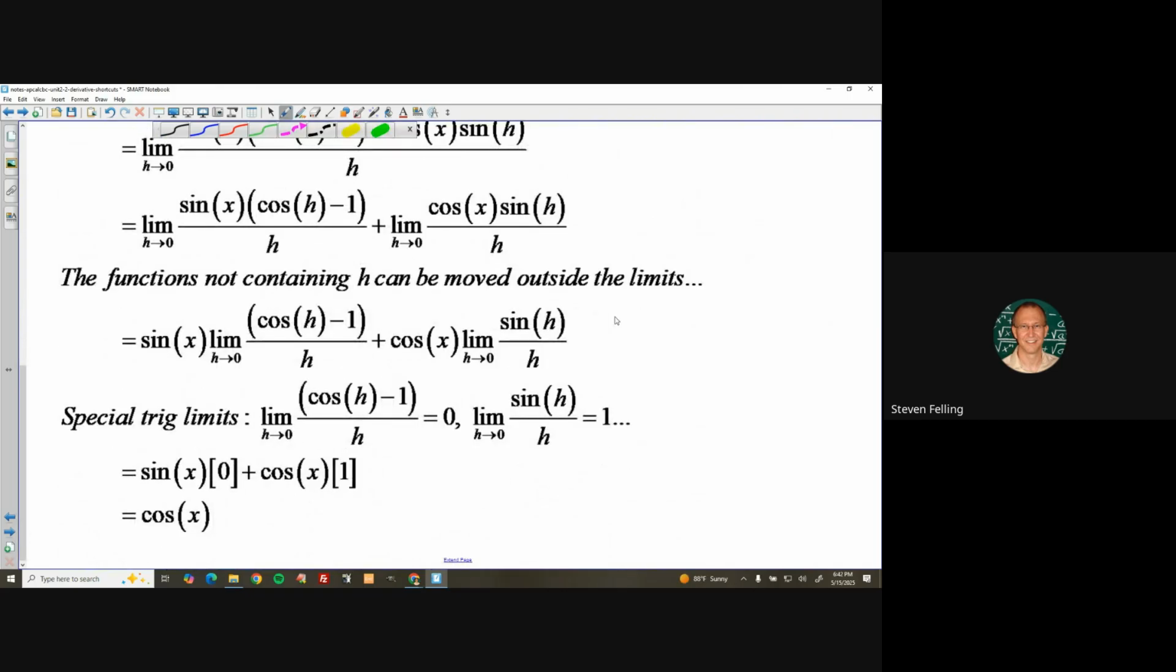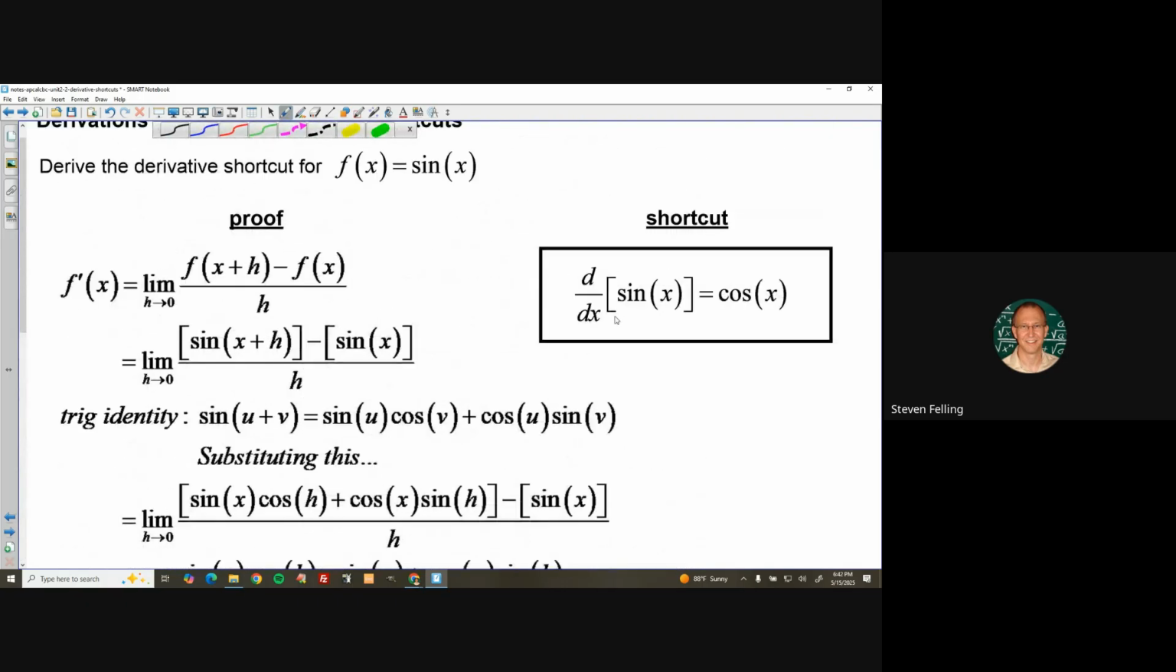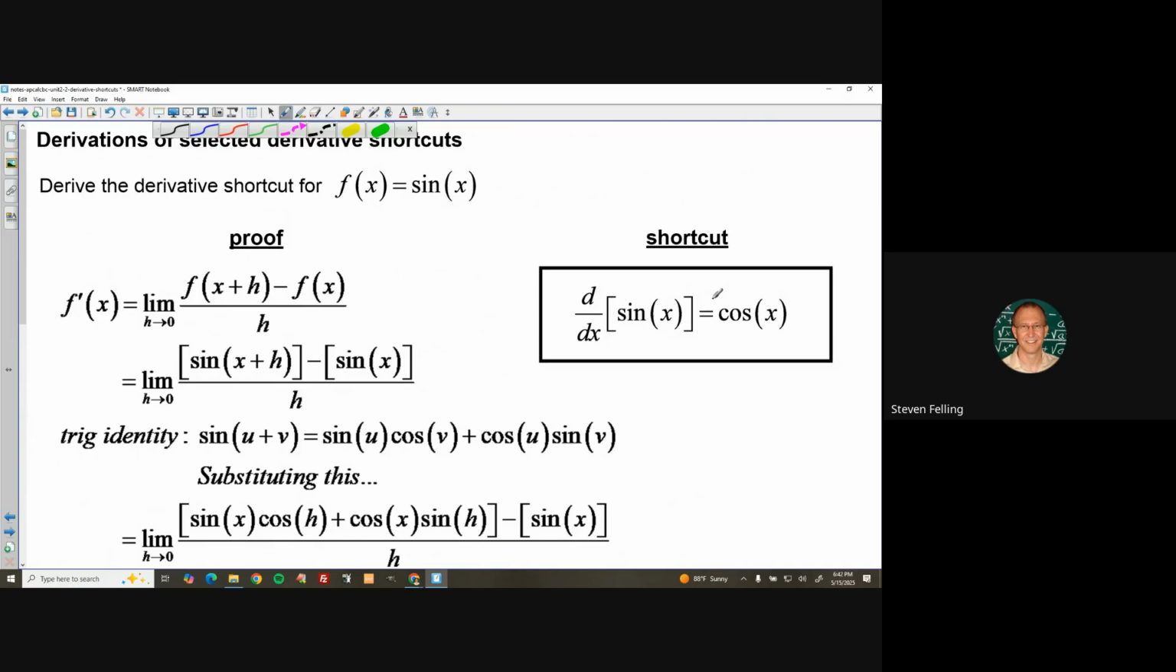And that's the conclusion of the proof. So that proof shows that the derivative of sine of x is equal to the cosine of x. Another thing we'll need to do.